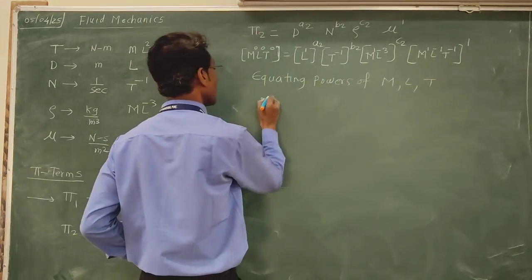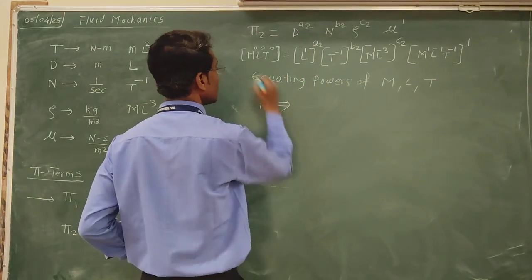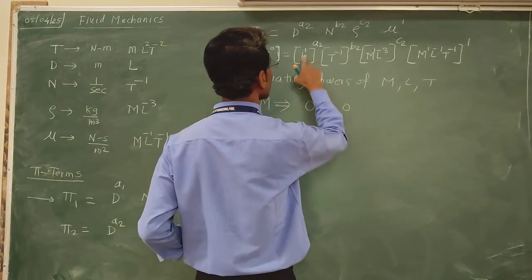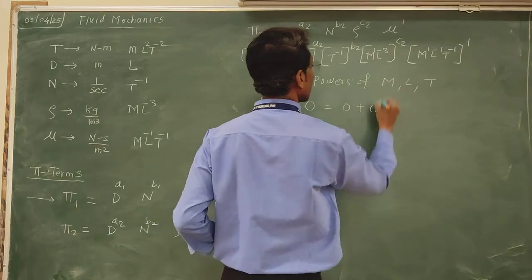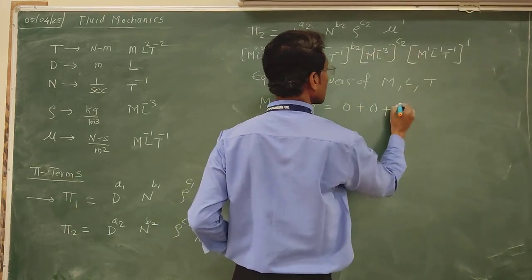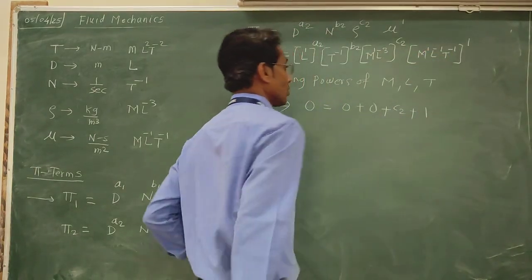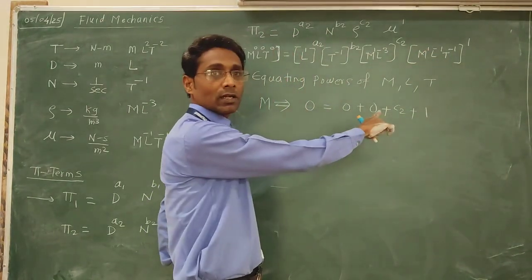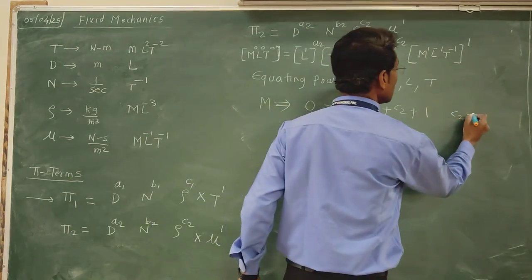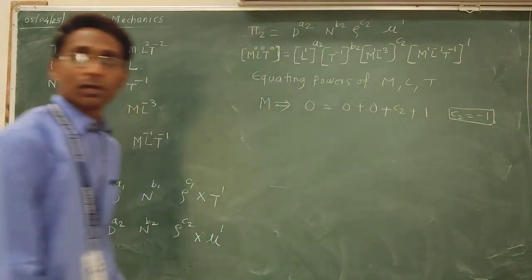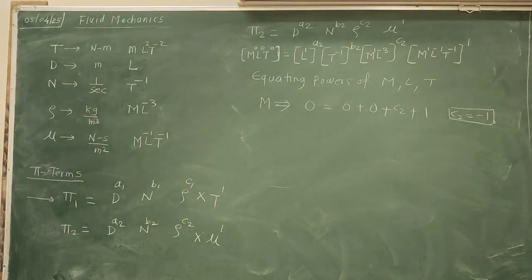Let us write for M. For M, the left side is 0. On the right side, M is not present in the first two terms, but it is present in the third, so 1 into c2 is c2, and in the last term, 1 into 1. By solving this first equation, we will get c2 is equal to minus 1.